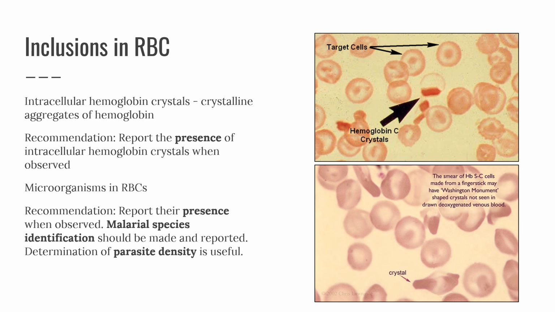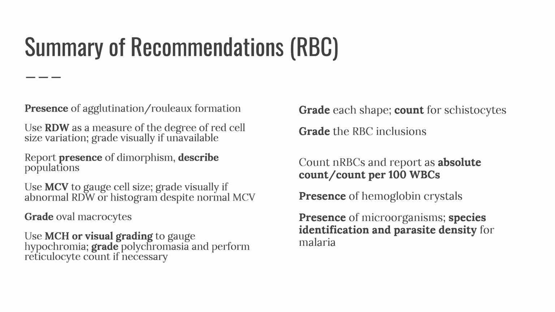However, for malaria, you have to identify the species, and determination of parasite density is useful in clinical management and in monitoring response to treatment, particularly in Plasmodium falciparum and Plasmodium knowlesi. This is a summary of the recommendations for grading and reporting of your abnormal RBC morphological findings.